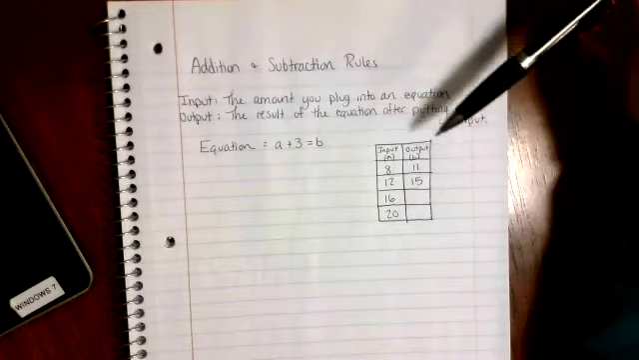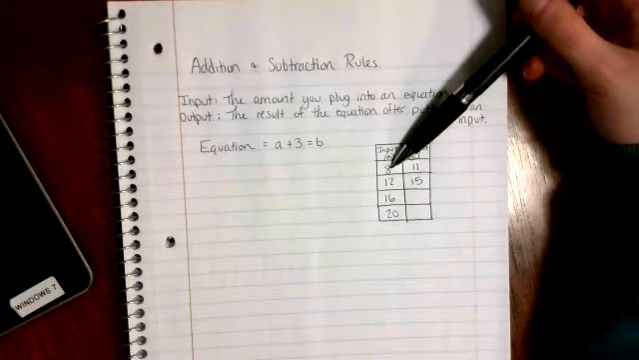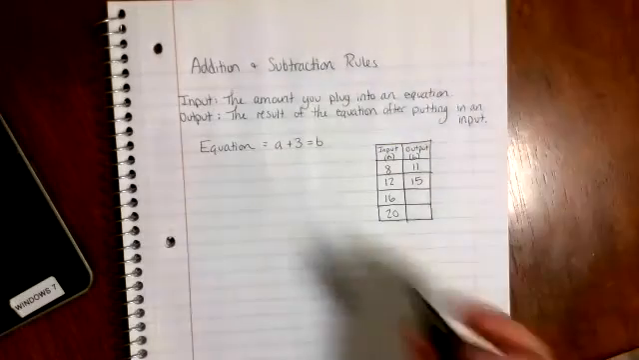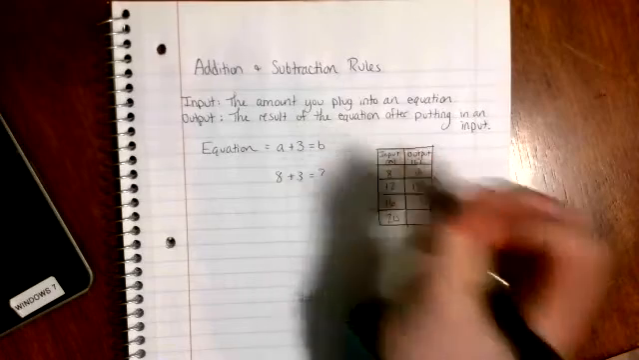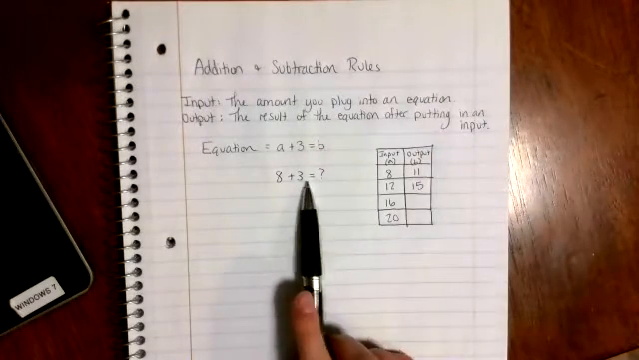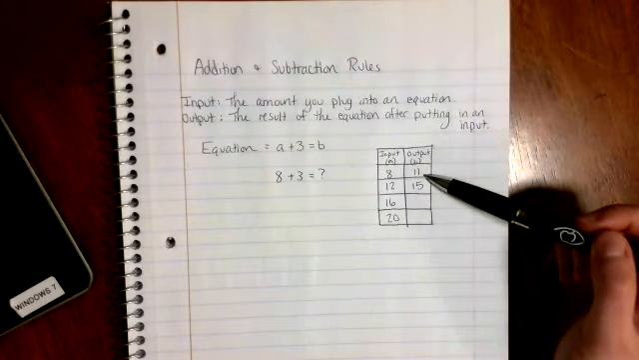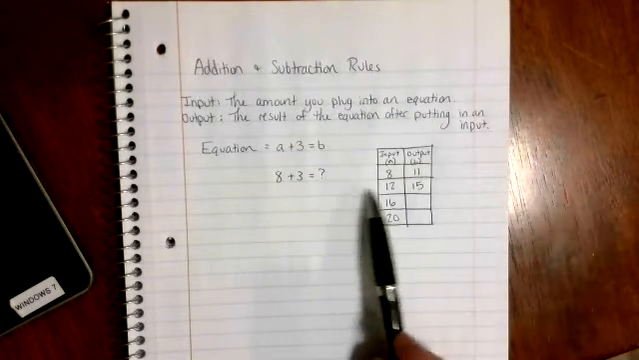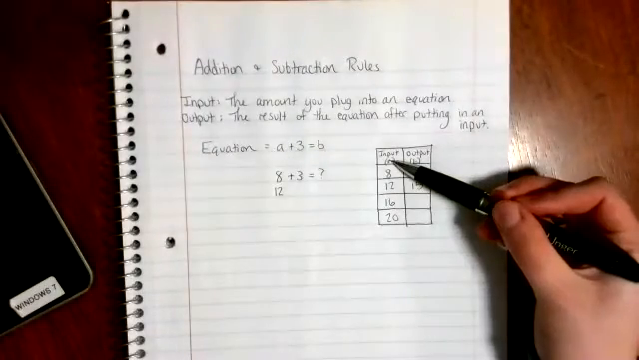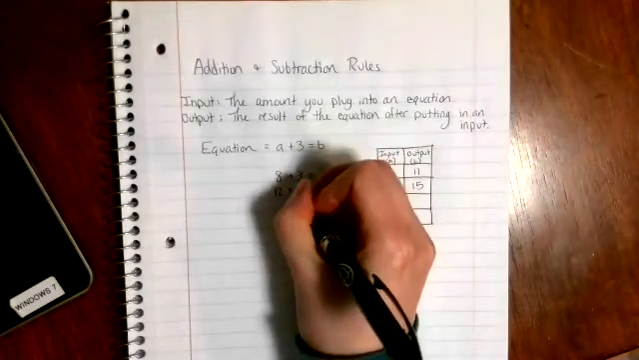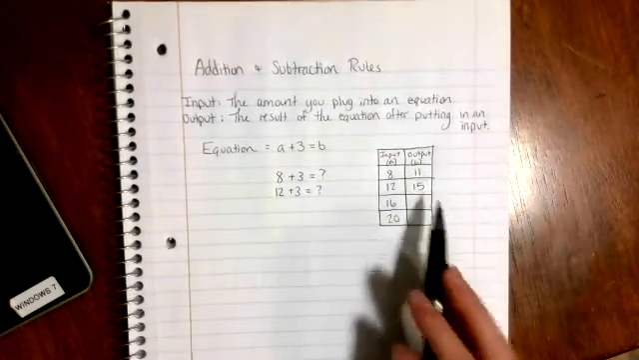So using this equation and looking at our table, I can see if my input is 8, and I plug 8 in where A is, I would have 8 plus 3 equals question mark. Well, I know 8 plus 3 is 11. So my output would be 11. What if I had 12 as my input? I would plug in 12 for A, because A is my input. 12 plus 3 equals 15. So 15 would be my output.